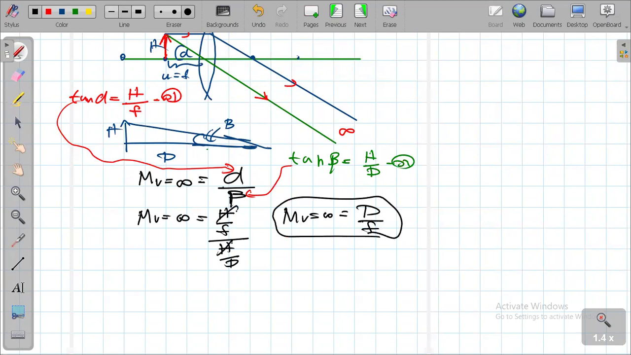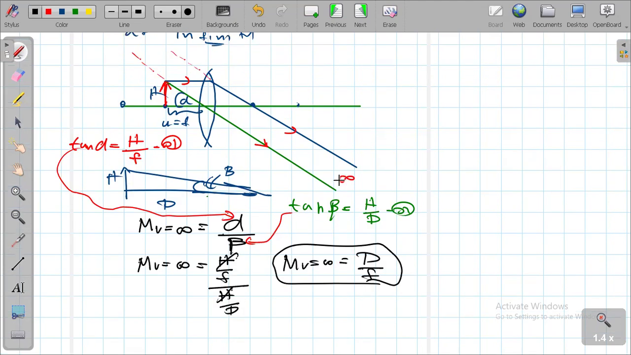You don't want to apply this in the lens formula anymore. Very simple.